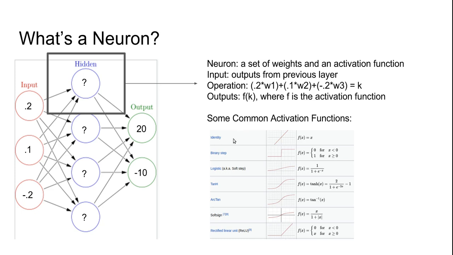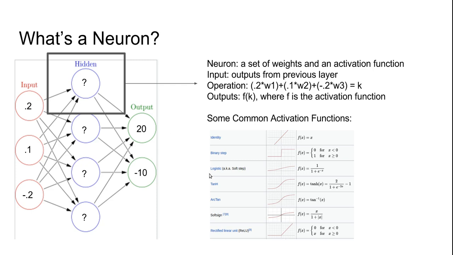So just to talk about a few of these, the identity function is the same thing. If you hear someone talk about a linear activation function or having no activation function, they're really just talking about the identity, which instead of applying some f to k, you can just output k.